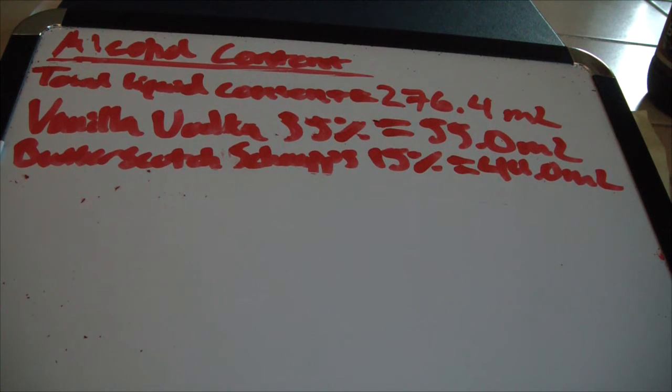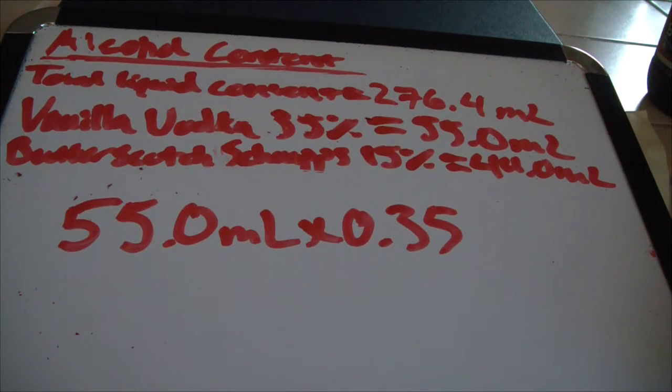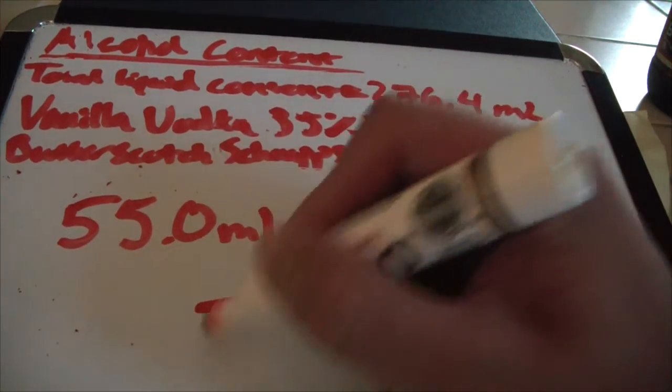First, we will find the alcohol content of the vodka by multiplying 55.0 milliliters by 0.35. The rule of multiplication is making the product have the same amount of significant figures as the value with the least amount of significant figures. Notice how there is 2 significant figures on the percentage and 3 for the volume. That means there will be 2 significant figures in our product. And this will give us 19 milliliters.